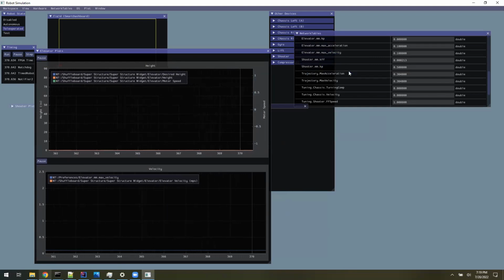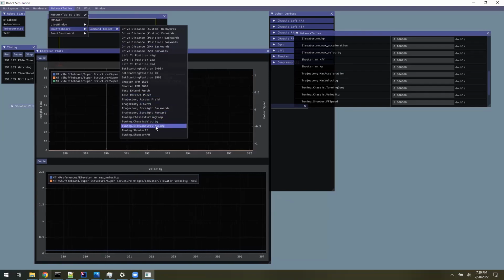We are going to be using trapezoidal motion profiling for this. But regardless of the control mechanism, this is an elevator, right? What's special about an elevator compared to a shooter wheel? Gravity. Gravity, yep.